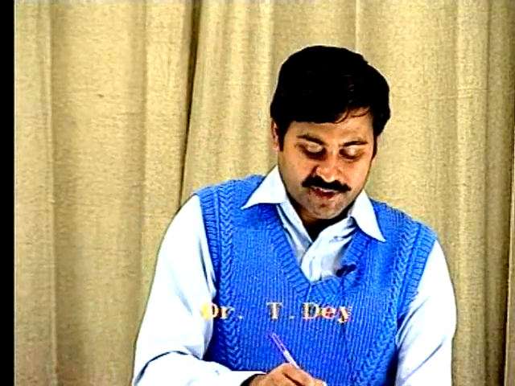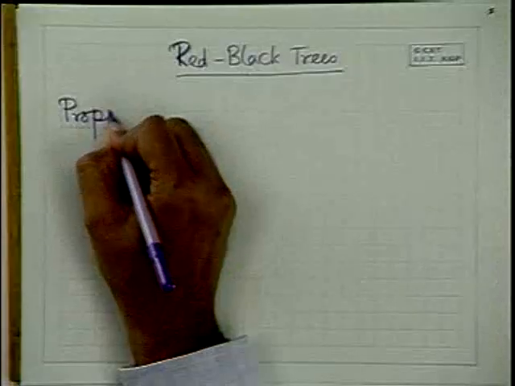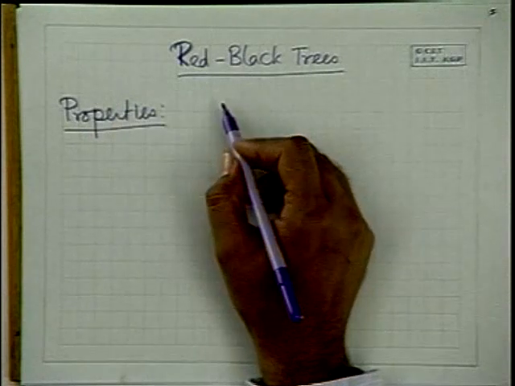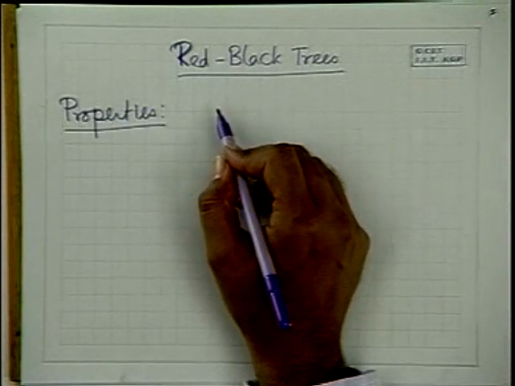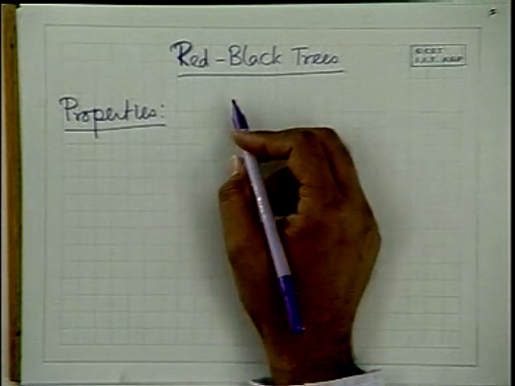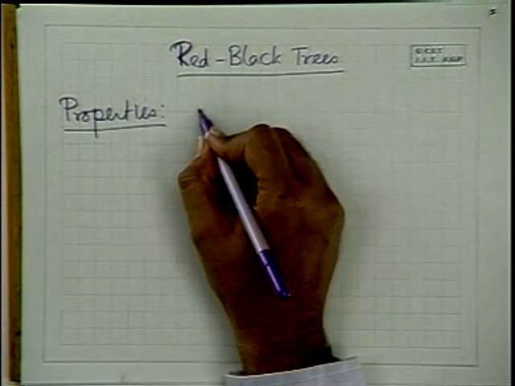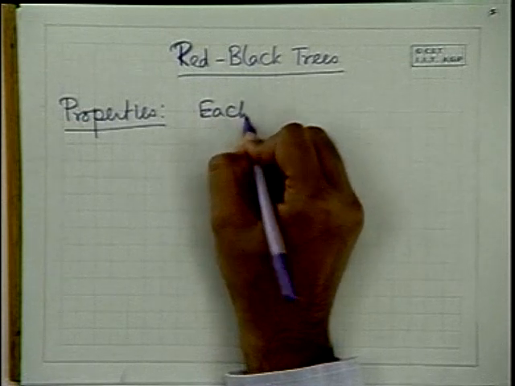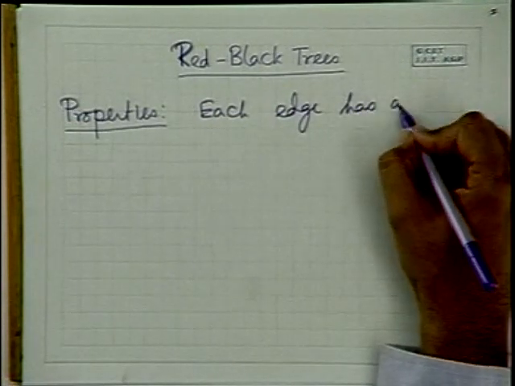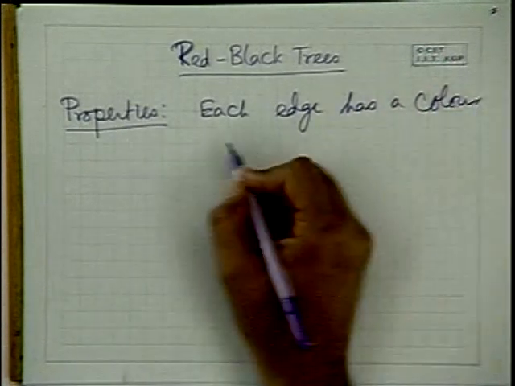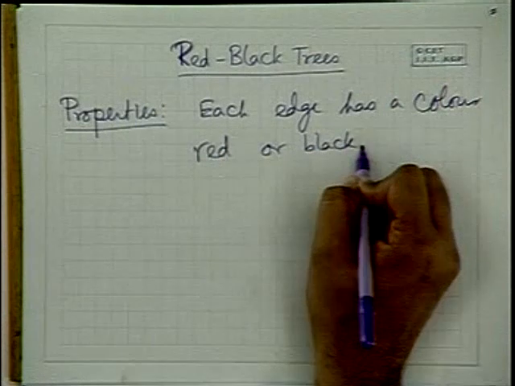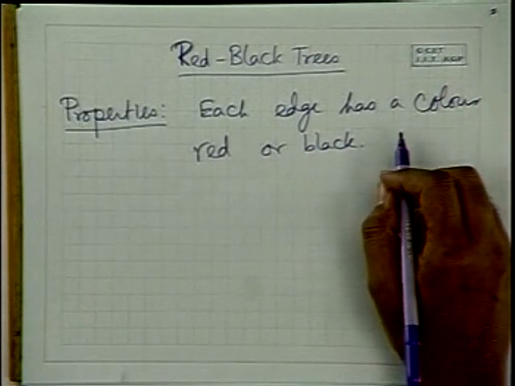Now, first I have to tell you what it is. What are the properties of this red black tree? First of all, it's a binary search tree. All the key elements are kept in the same way as the binary search tree is keeping. But at the same time, each edge has a color, red or black.